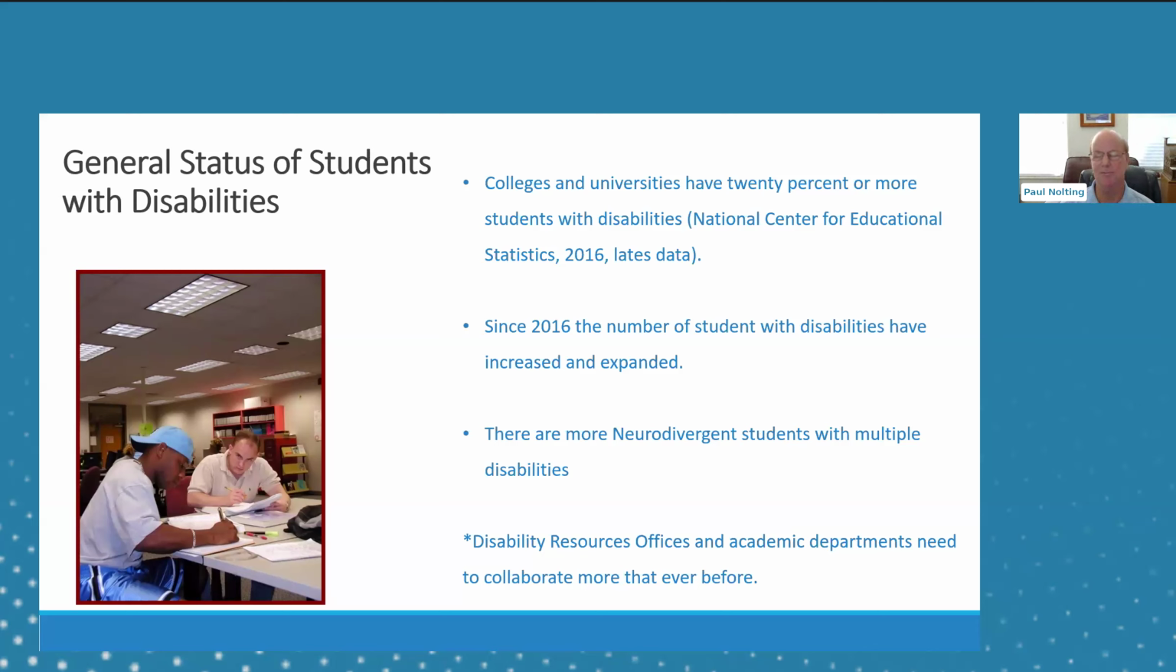LD has gone up. Specific learning disability, attention deficit disorder has gone up. And there are more divergent learning students with multiple disabilities. Before, there was like one disability, they were blind. Now it's different types of disabilities all packed together, especially with ADHD. That usually has a few other disabilities with it. And then we're going to look at the disability resource offices and academic development with the departments.